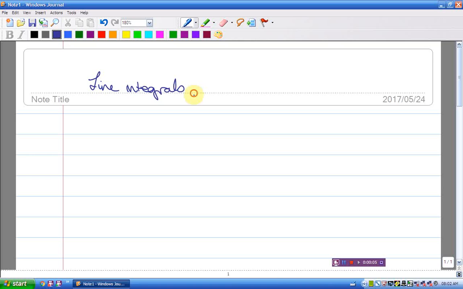Line integrals continued. All right, so I demonstrated example 1 yesterday. I'm going to demonstrate example 2. So, in fact, let me just write down.